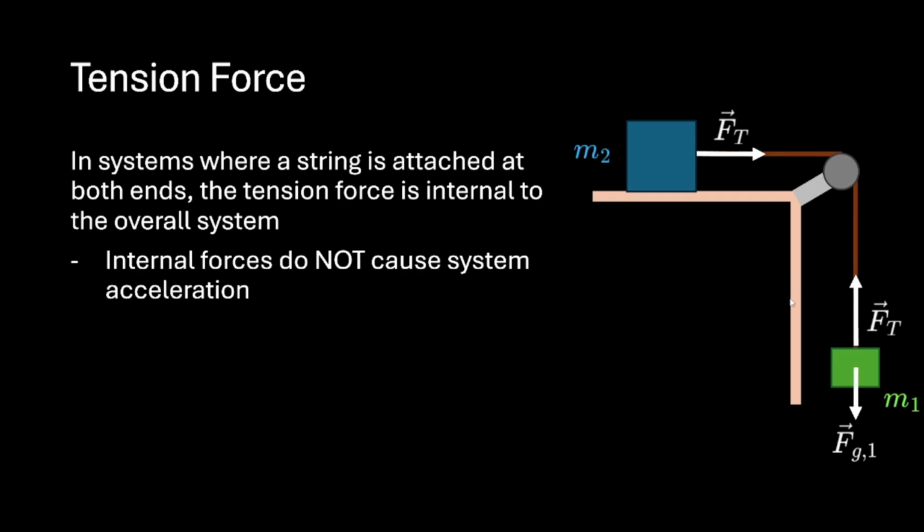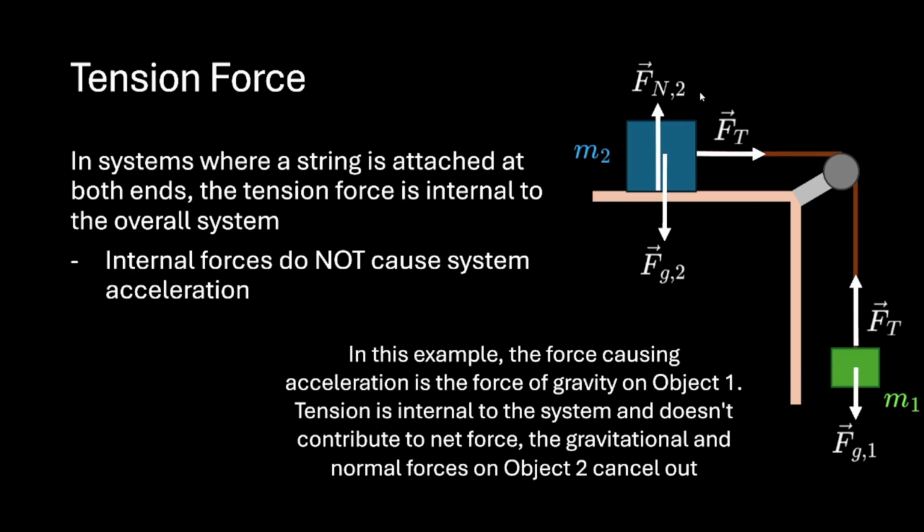So if we analyze the system components, mass 1 and mass 2, and I'm labeling the blocks, we see there's a force of gravity 1, and there's a normal force on the second block, and the force of gravity on the second block. This is the full force diagram for the system. In this example, the force causing acceleration is the force of gravity on object 1, because these ones cancel out. So there's no vertical acceleration here, just horizontal acceleration with respect to the table.